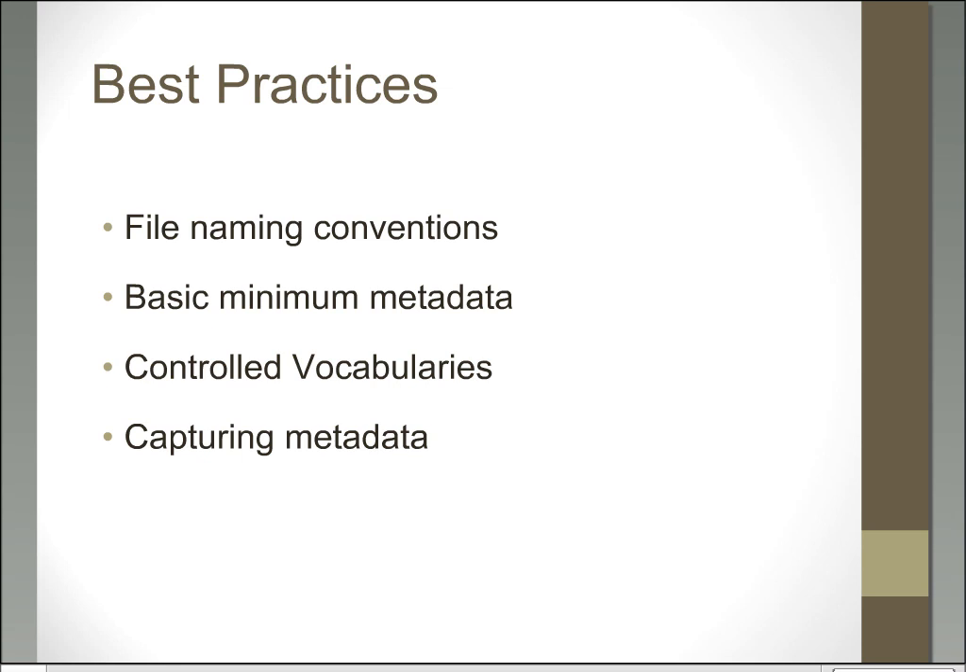Okay. Now I'm going to move on a bit to best practices. This is going to be for going over item and collection level cataloging metadata creation. There's 4 main aspects of this, which are file naming conventions, basic minimum metadata, controlled vocabularies, and capturing metadata.